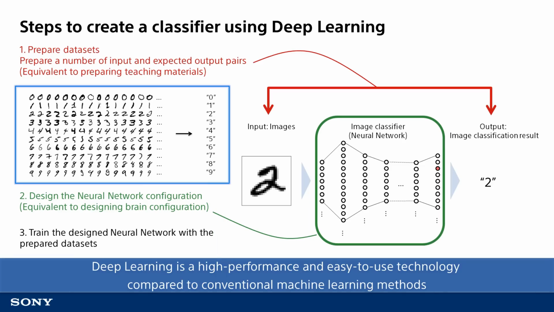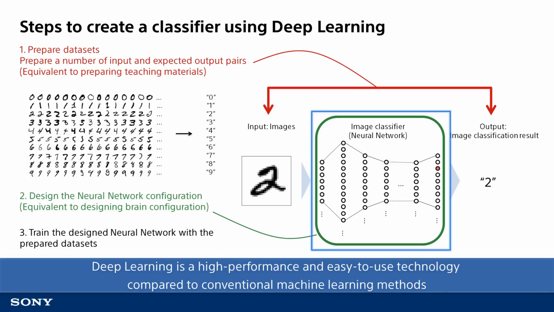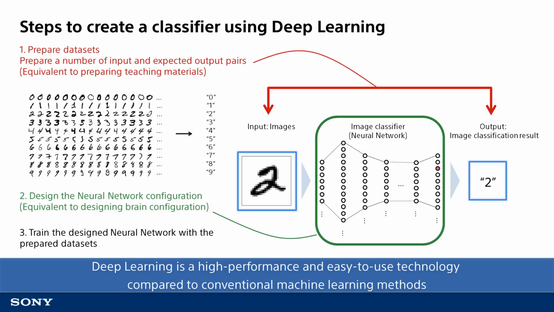The third step is using the training materials prepared in step 1 to train the neural network brain designed in step 2. The training performed in this step is what enables the neural network to correctly classify an image of a handwritten digit 2 when input for classification. Creating classification technologies was never this easy previously.